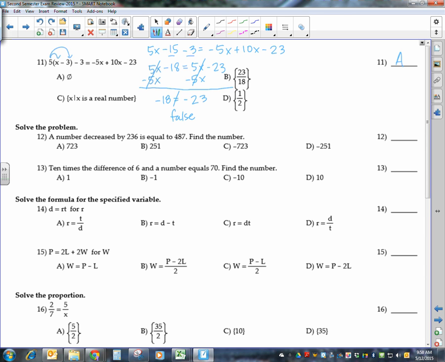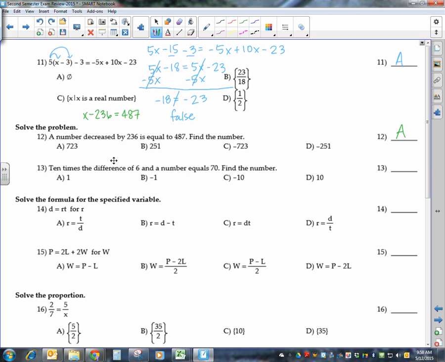Okay, on to number 12. A number decreased by 236. It might be in your best interest to go plug in each of these, okay? Decreased means minus. So to translate this, it would be x minus 236 is equal to 487, okay? And you would add 236 to both sides, and if you add 236 to both sides, you actually do get 723. So whether you plug it in or solve it, your choice.